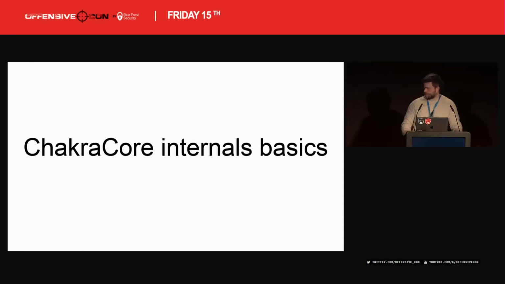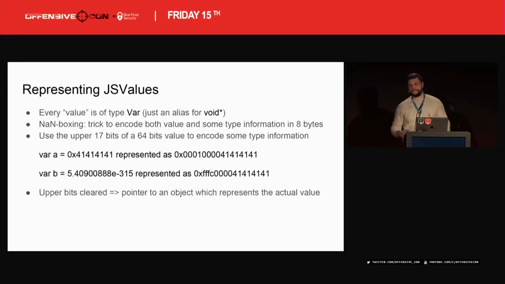So now, quickly, some of the Chakra Core internals that we'll need throughout the talk. Everything inside a JavaScript engine is what you can refer to as a JS value. Inside Chakra, everything has the same type, which is var. It's just an alias for a void pointer.